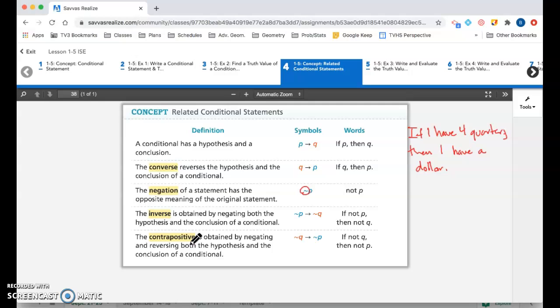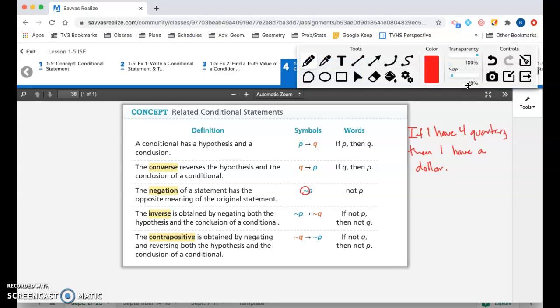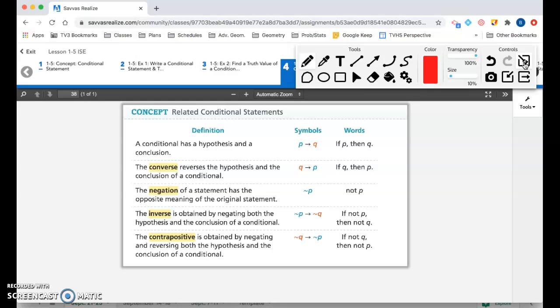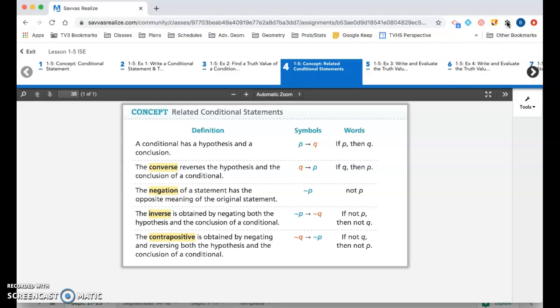The contrapositive is like the combination of the converse and the inverse, because what we're going to do is switch the P and the Q, switch the hypothesis and conclusion, and negate both of them. So the contrapositive of this statement would say, if I do not have $1, then I do not have 4 quarters. And that would be considered the contrapositive. So let me clear off my writing here, and then let's go to the next slide.